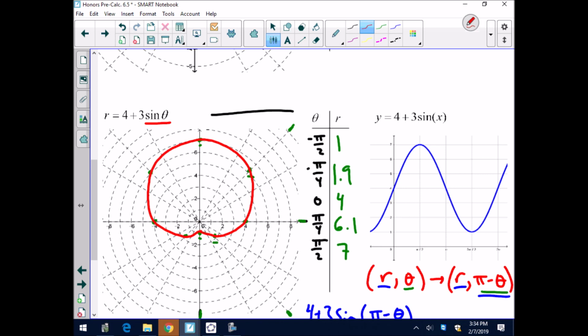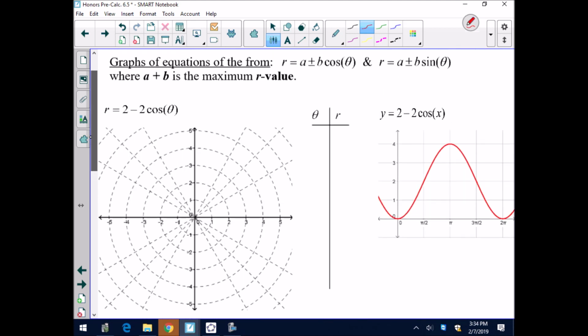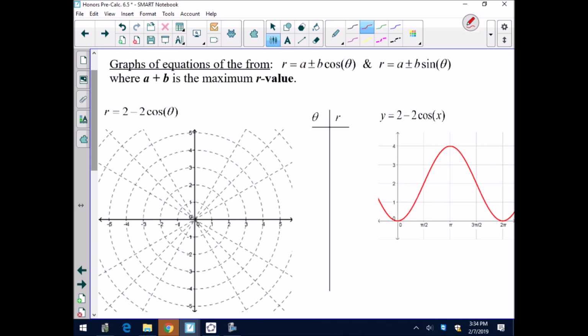This is the graph of our limaçon symmetric with respect to the y-axis, and of course sine is what's clueing us in to the fact that we would be symmetric with respect to the y-axis. With this graph, we are going to think that we're probably going to be symmetric with respect to the x-axis because we're looking at a cosine limaçon. But of course we're going to need to show that too.